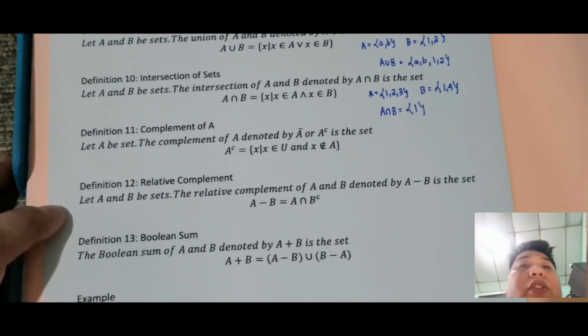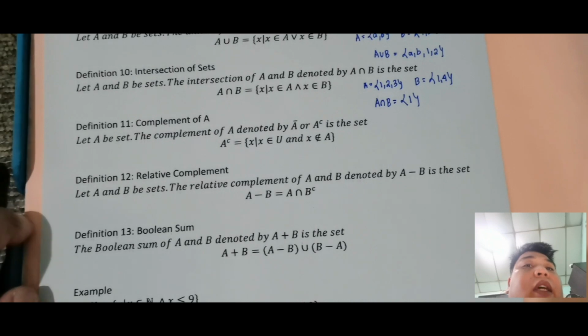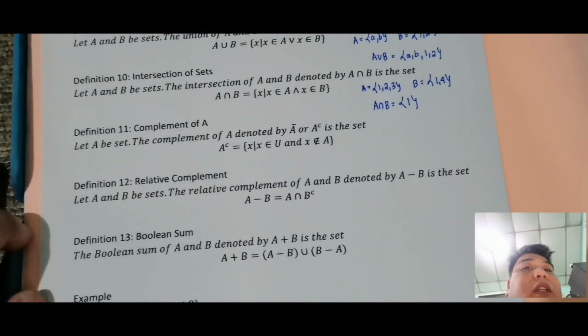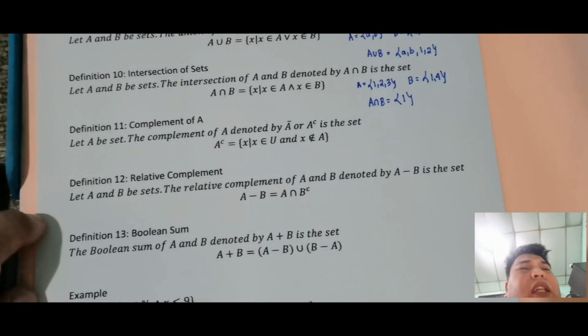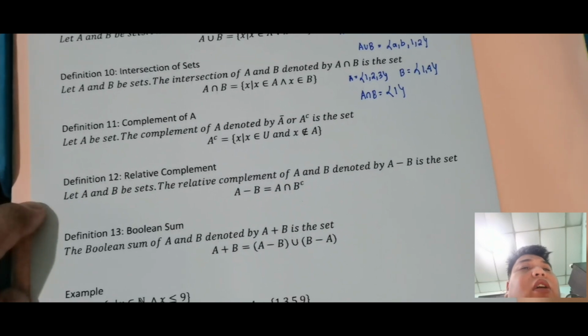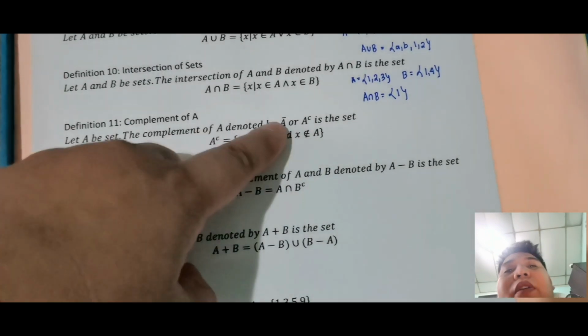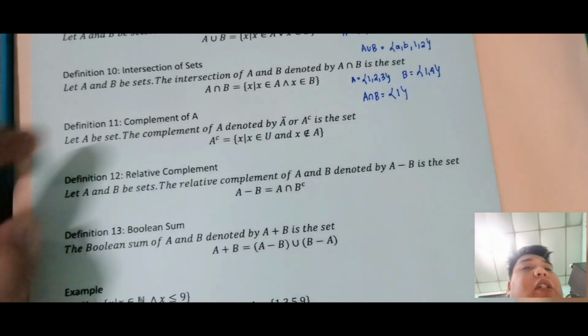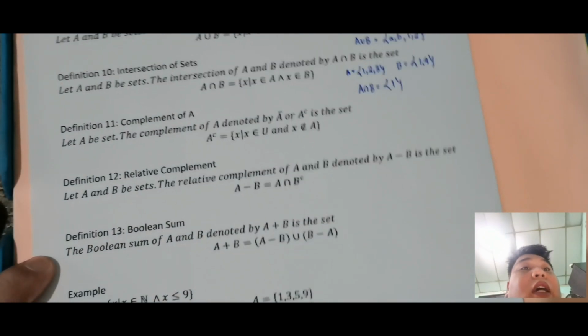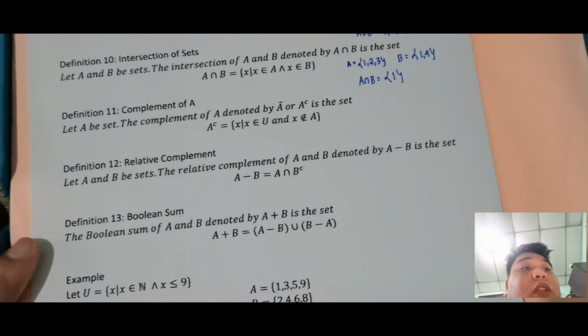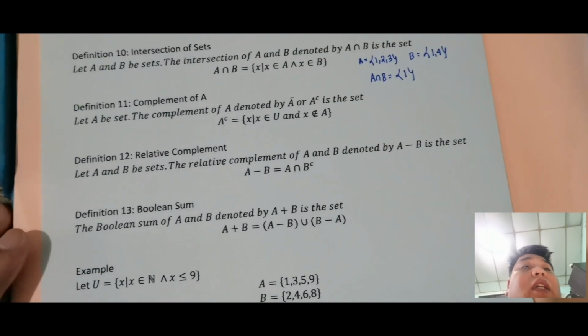Okay, so next is definition number 11, the complement of A. So, let A be a set. The complement of A, denoted by A bar, or A complement, ito yung symbol, is the set A complement equal to X such that X is an element of U. Tandaan, X is an element of U, and X is not an element of A.